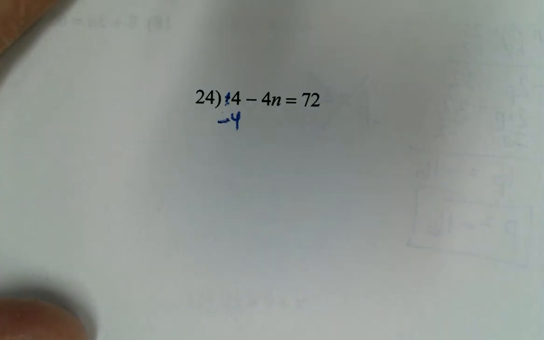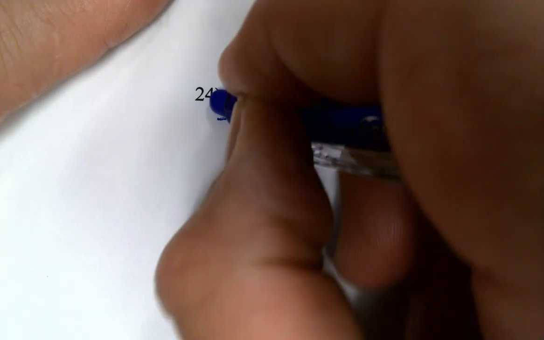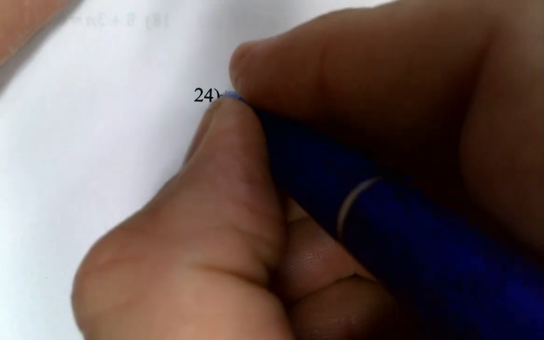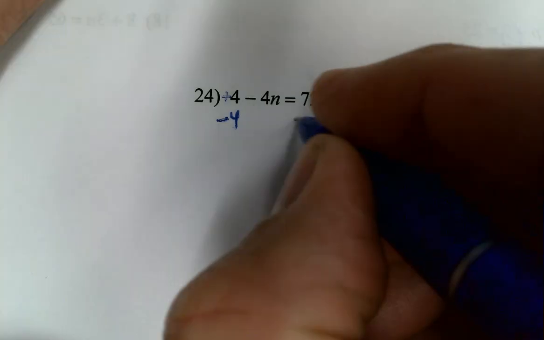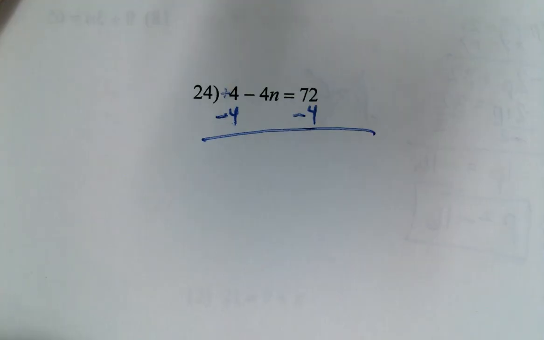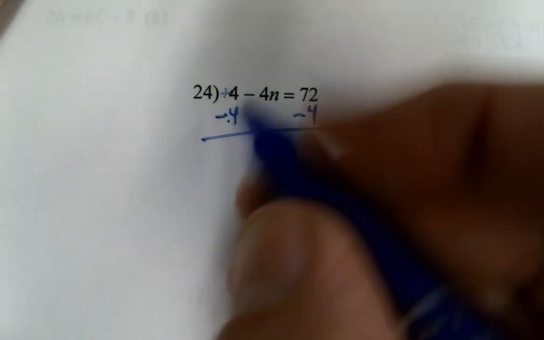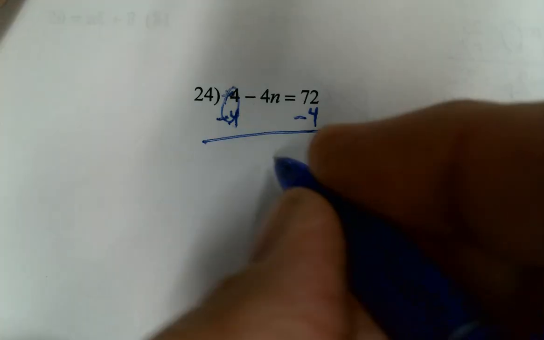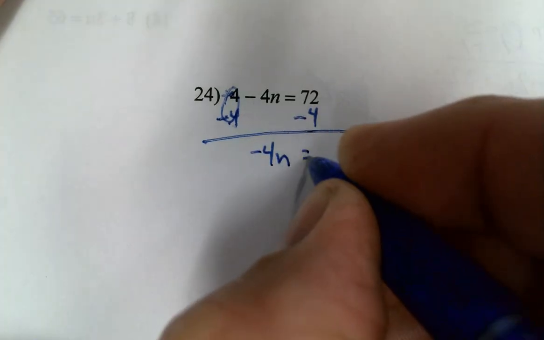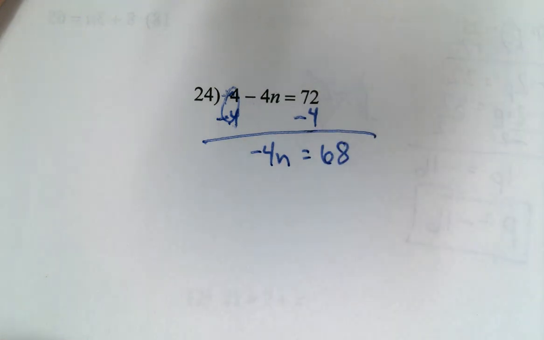I'm telling you guys this right now. There is going to be a problem like this on the test. I have emphasized this and emphasized this and emphasized this, so you better bet that that's going to be on the test. So to get rid of this 4, we're going to subtract 4 from both sides of the equation. A positive 4 and a -4 is 0. So now I have left -4n is equal to 68.